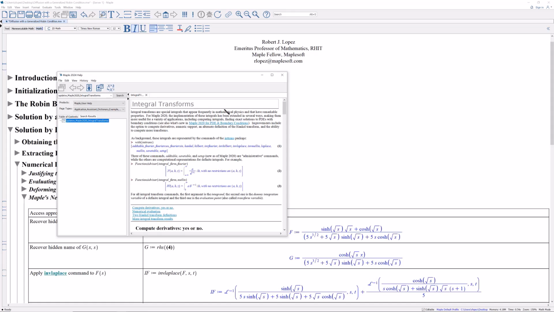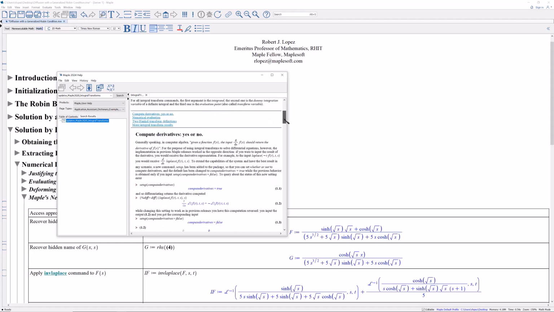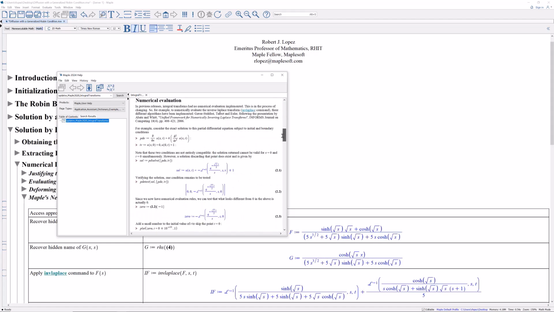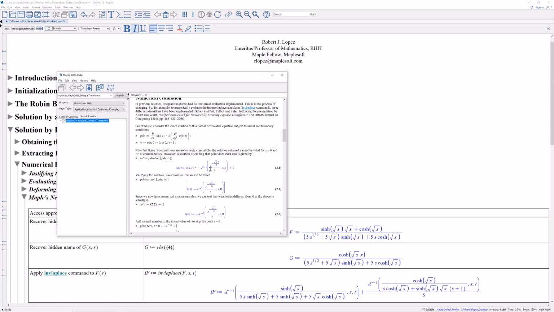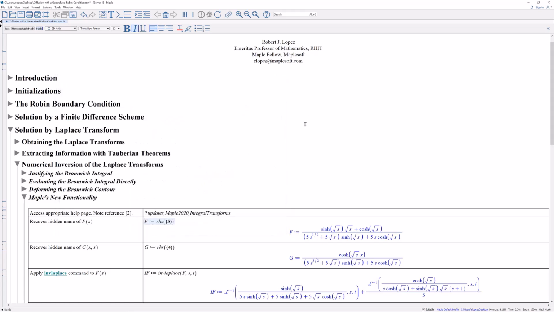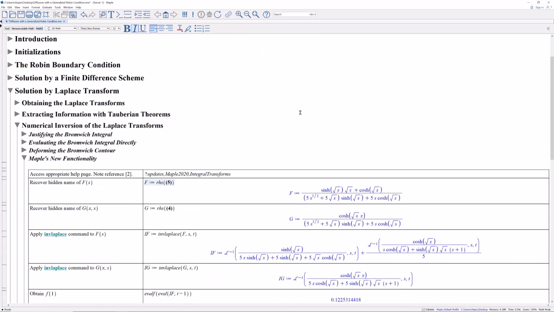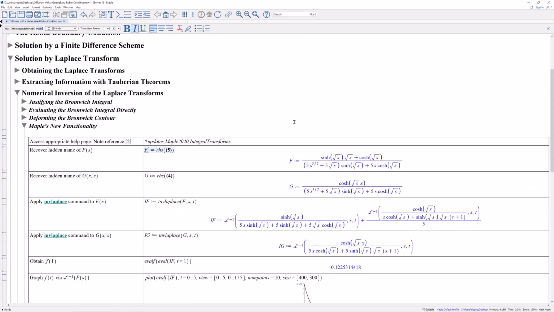So you have to go back to this update page, and then down here to numerical evaluation. This is the information that tells you how to use this stuff. So I'm going to make use of it here.